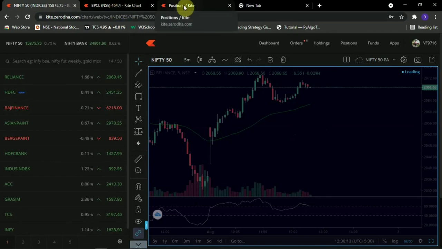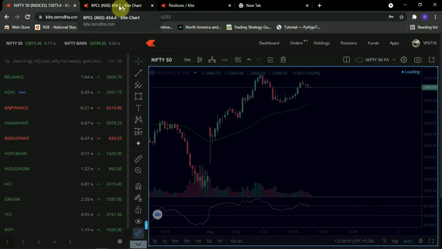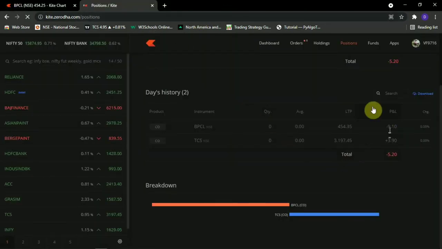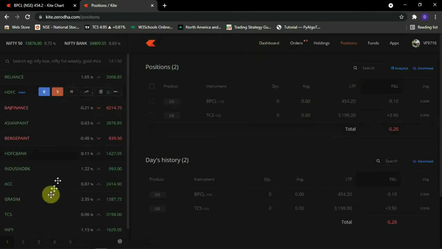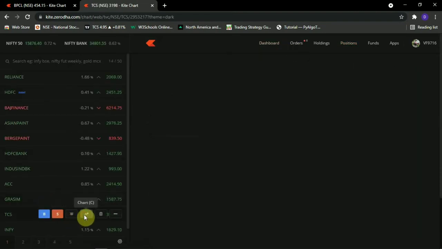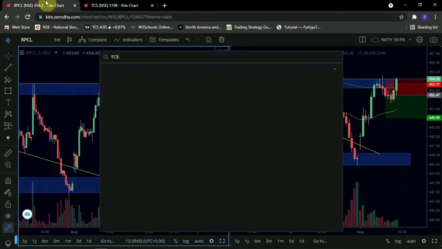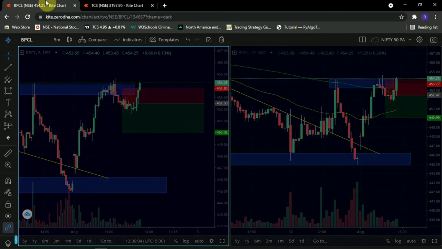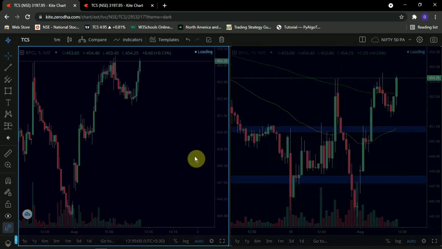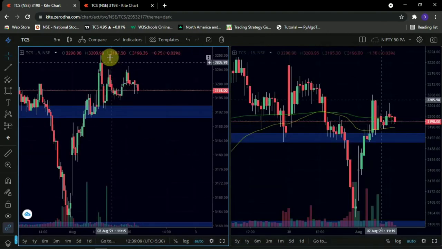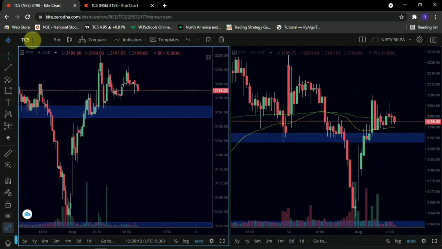So I made one mistake today, that is a little bit of greed in the first trade in TCS. As you can see here, we faced one loss and one profit. The one thing I did wrong was I didn't book the profit at TCS at the right time. For that reason it went wrong. It came down and it hit my trailing stop loss. Okay, this was the first trade, and the second trade was on BPCL.